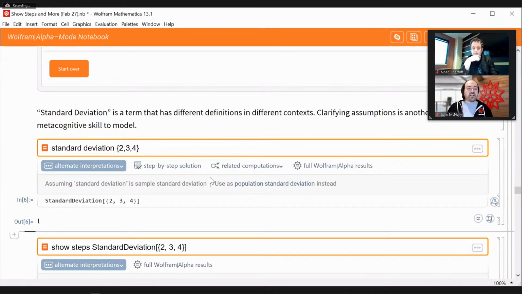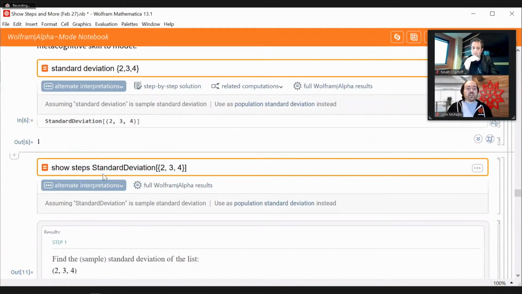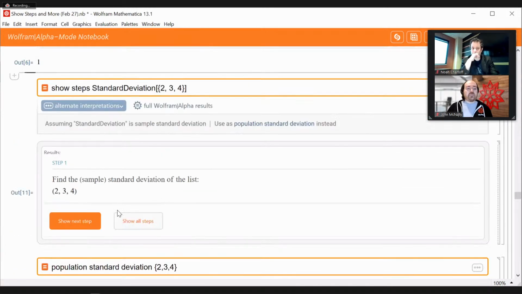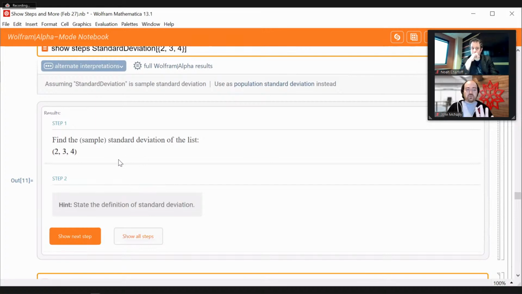And so by getting prompted whenever you type something in, oh, did you mean this? Or are you assuming this meaning or that meaning? That's another way of having an internal check of, oh, wait, did I mean that one or did I mean the other one? And so as a really good example here, if I want to show steps for the standard deviation, this one, I really want to emphasize that you can go through one at a time because that's a good metacognitive aid.